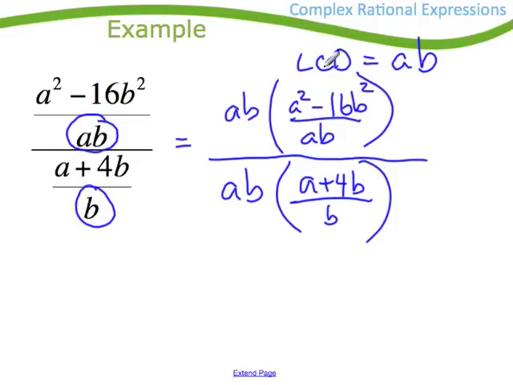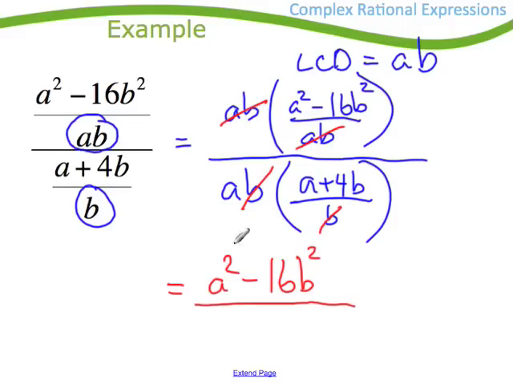Now I can see that there are factors of 1 here. AB and AB, both of those are factors of 1, so I can eliminate that factor of 1. Similarly on the bottom, there's not an A here, but there's a B, so here's a factor of 1 that I can eliminate as well. So what I wind up with on the top here is only A squared minus 16B squared. And on the bottom, what I wind up with is A times A plus 4B.